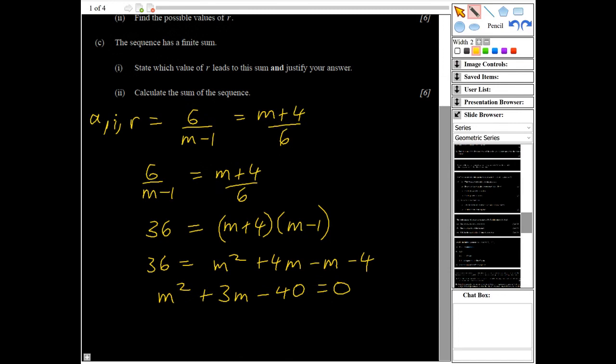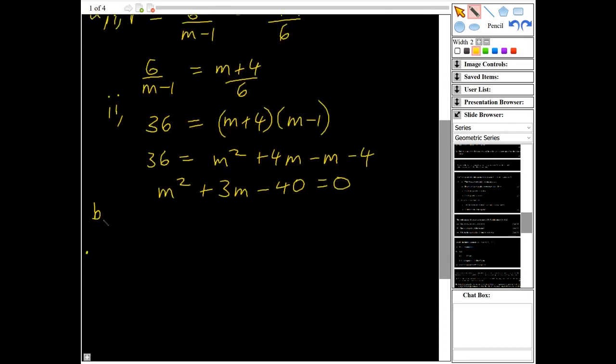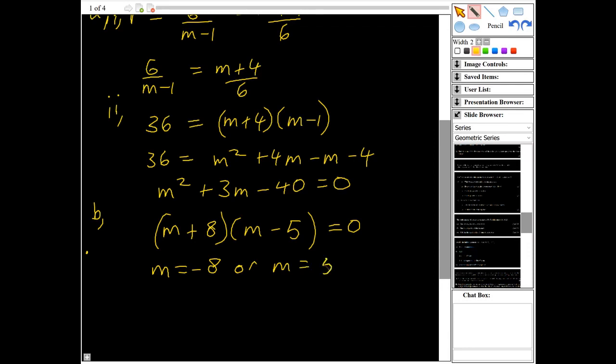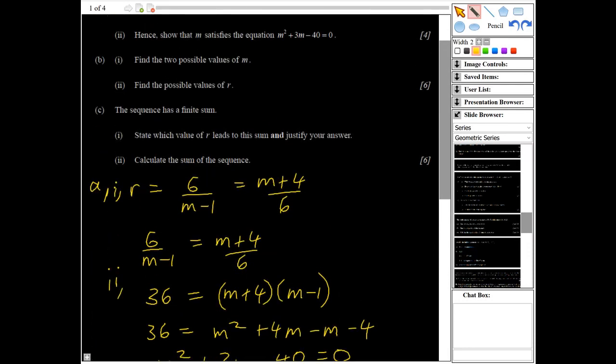So what we're going to need to do now, that was part 2, we'll get some more space on our page, and then we're going to need to factorize that and work out what the values of m are. So negative 40, I can factorize that with 8 and 5. 8 times 5 makes 40. And then because it's negative, one of them is going to need to be negative. So I think that the factors should be m plus 8 and m minus 5, like that would equal 0. That should be factorized. Yes, so therefore m is equal to negative 8 or m is equal to 5. So those are the two possible values of m.